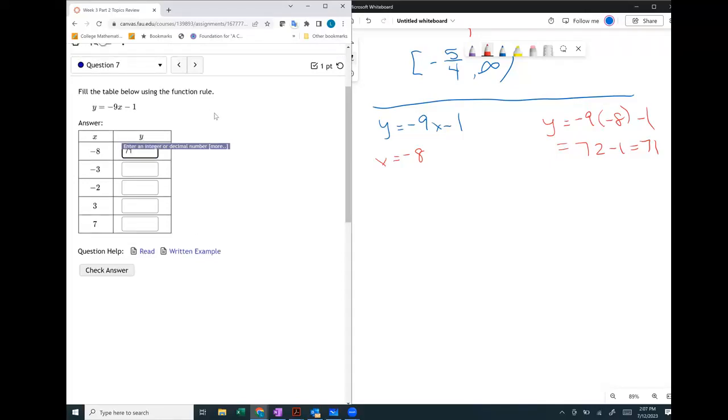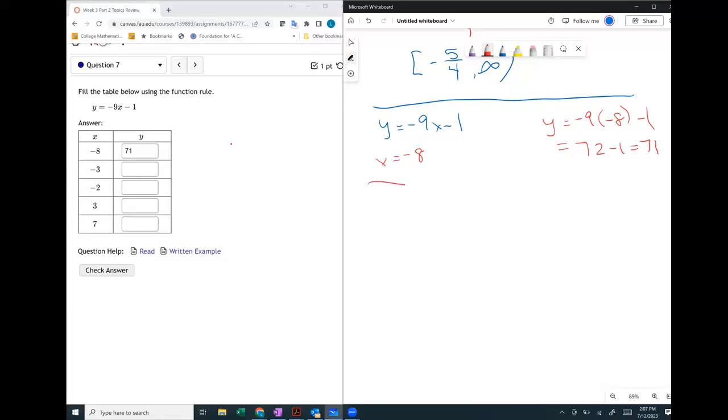Okay. And then I would put in -3. Then I would put in -2. Then I put in 3, put in 7, and just evaluate it. Okay. I don't think there's anything really here to talk about. I think that's pretty clear.